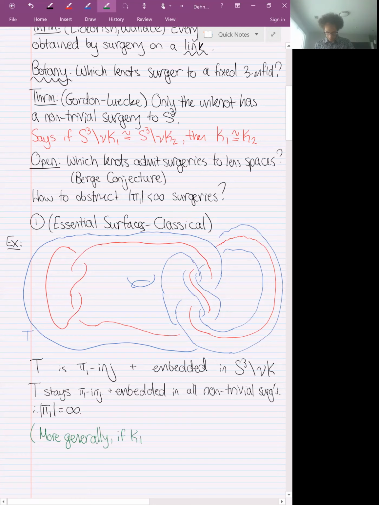If K is a connected sum of two knots, K1 connect sum K2, then all the non-trivial surgeries have infinite pi1. And the argument works the same. There's what we call an incompressible torus that persists through all the surgeries. So this is a general approach for showing that your surgered manifold is complicated, by producing a surface in the knot exterior that persists to be essential in the surgered manifold. Okay.